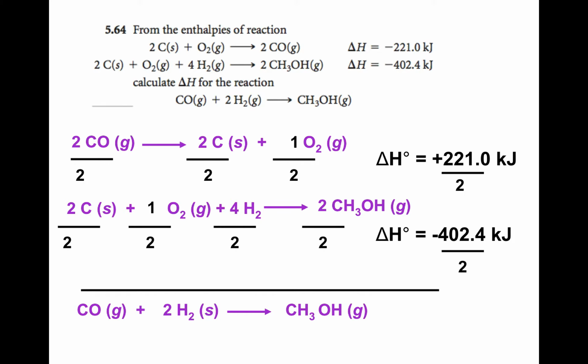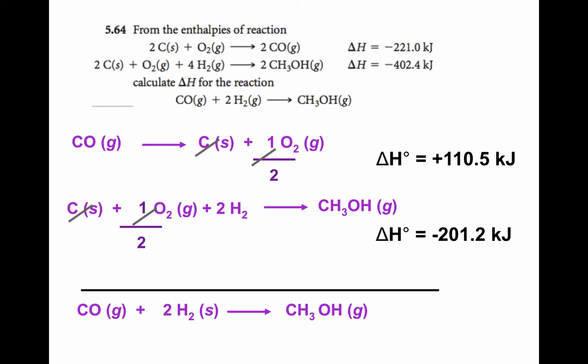1 mole of carbon going in, 1 mole of carbon going out, that'll cancel, and I'm left with what I want. 1 mole of carbon monoxide reacting with 2 moles of hydrogen to make 1 mole of methanol. So whatever I do to the equations I did to the delta H's, and when I add them together, I get the overall heat change. Nice.